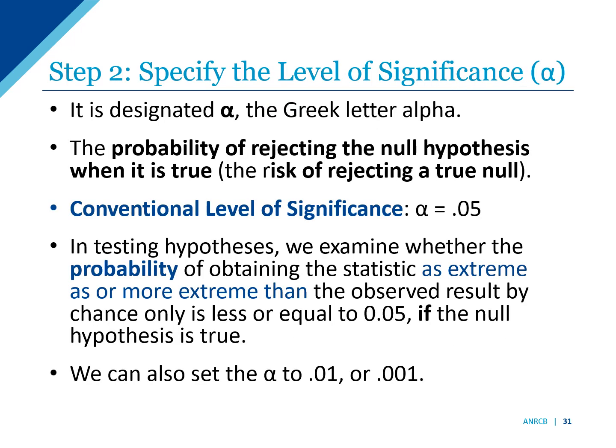Step 2 is to specify the level of significance, or alpha, which is the probability of rejecting the null hypothesis when it is true, or the risk of rejecting a true null. We typically set this at 0.05, but we may move it to larger or smaller probabilities. We are examining whether the probability of obtaining a test statistic as extreme or more extreme than the observed result by chance is less than or equal to 5%, or 0.05, if the null hypothesis is actually true.